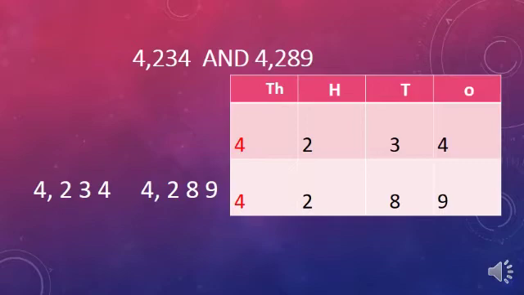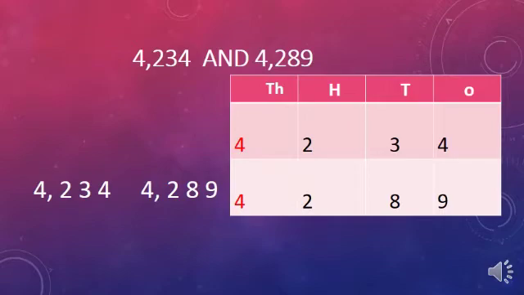4234. How will you read it? You have to keep the digits the same. 4000 means on the thousands place 4 will come. 200 means on the hundreds place 2 comes. 30 means on the tens place 3 will come, and 4 means on the ones place 4 comes. Like that, the next number also you have to keep like that. 4000 means 4, 200 means 2 on the hundreds place, 80 means on the tens place 8, and 9 means on the ones place 9. Okay, so you are getting it very easily.